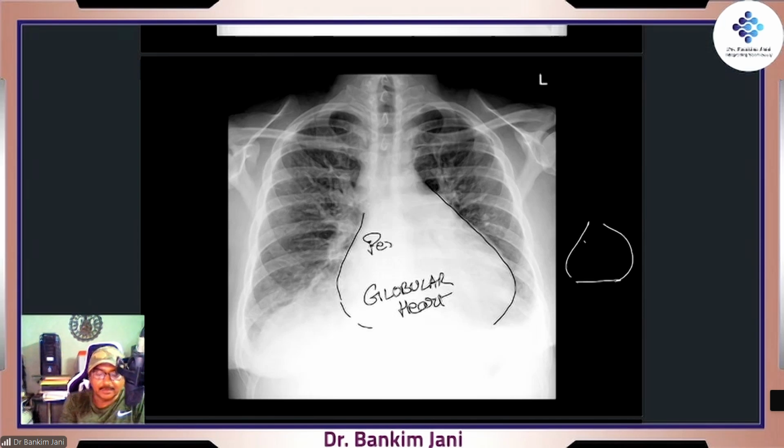Globular heart is pericardial effusion. Here it is not only the pleural effusion. Pleural effusion is there along with pericardial effusion.